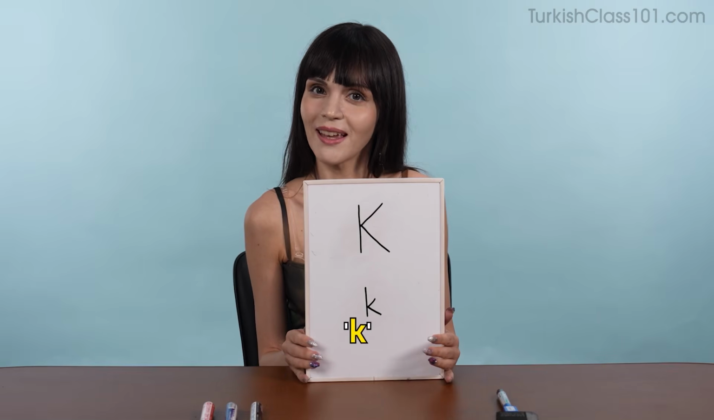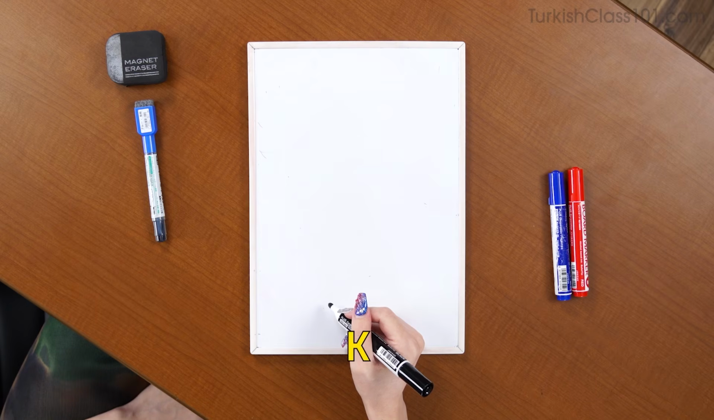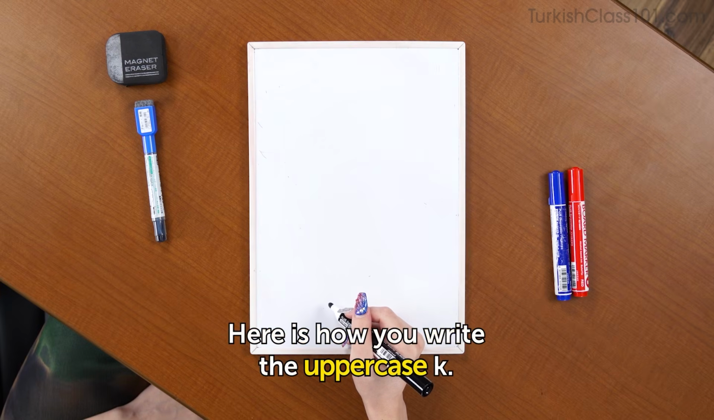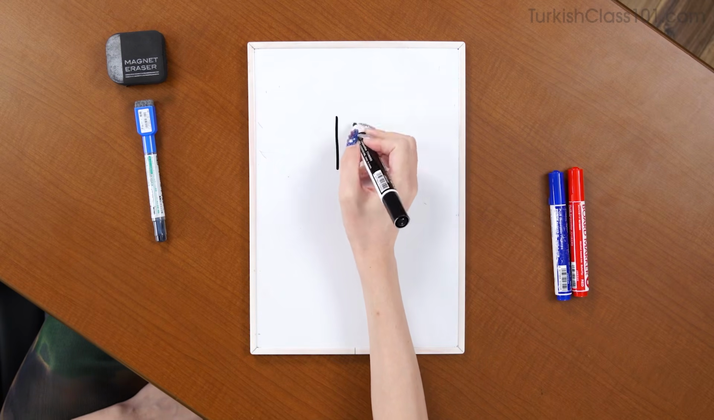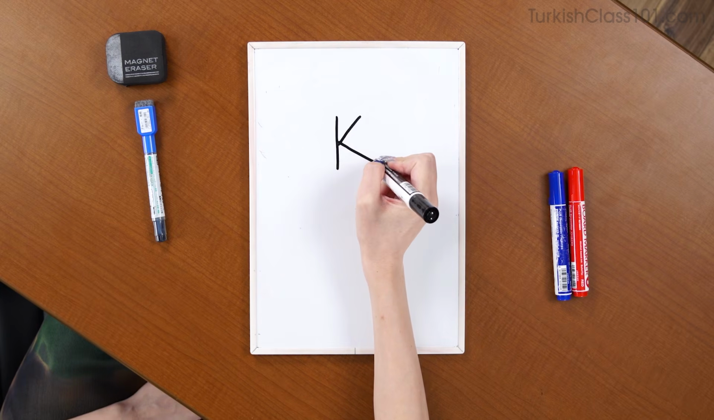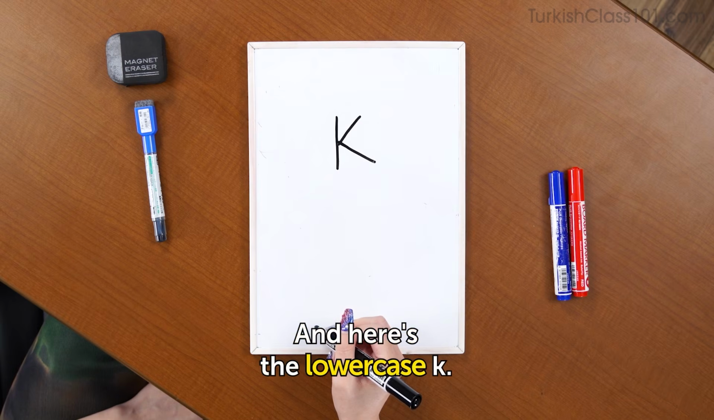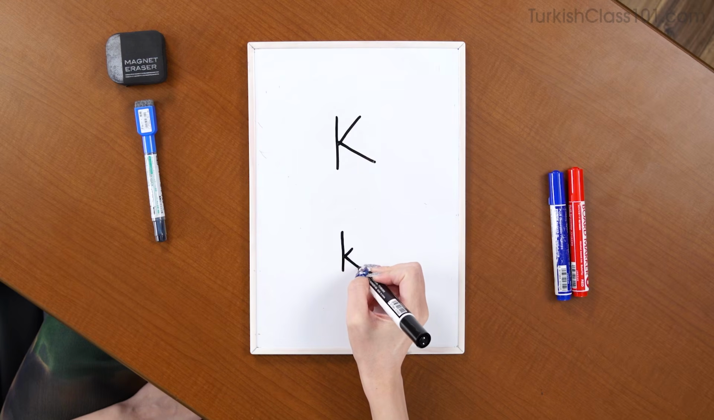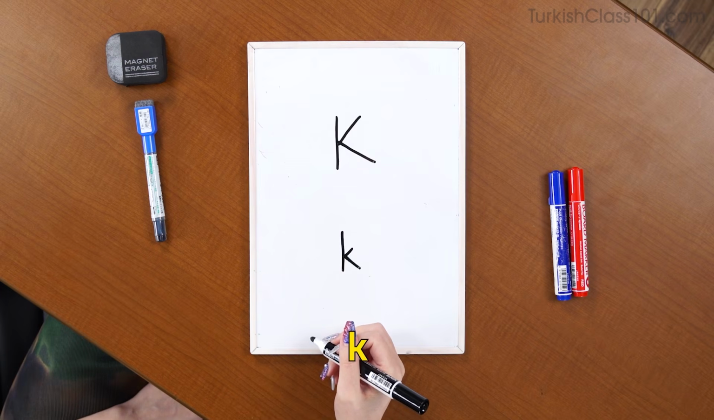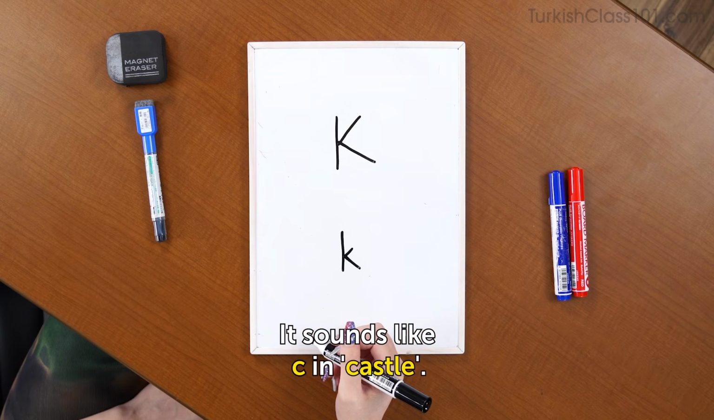Do you know how to write K in Turkish? Get your pen and paper ready. Here's how you write the uppercase K. And here's the lowercase K. It's the same as the English K. It sounds like K in castle.